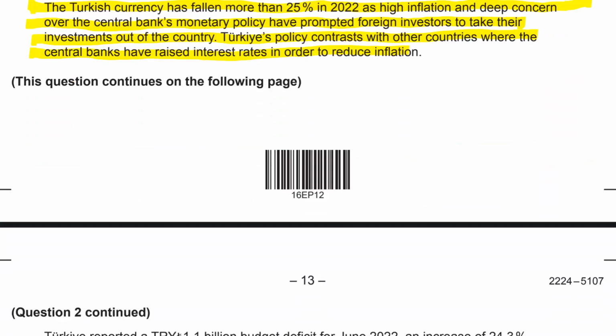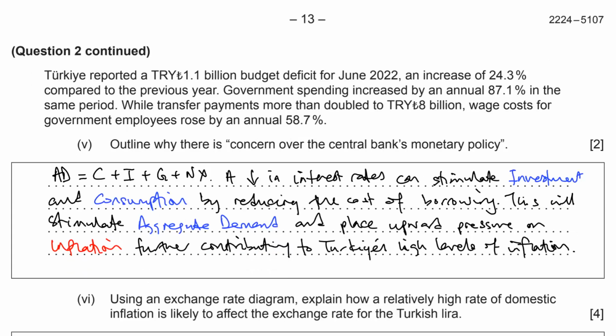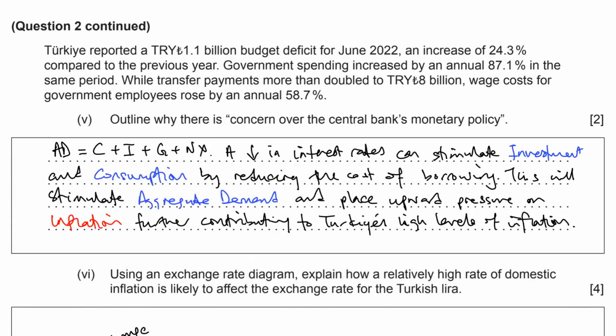Well, let's go a little bit further down here. This is where the question continues. Turkey reported a 1.1 billion Turkish lira budget deficit for June 2022, an increase of 24.3% compared to the previous year. Government spending increased by an annual 87.1% in the same period, while transfer payments more than doubled to 8 billion Turkish lira. Wage costs for government employees rose by an annual 58.7%.